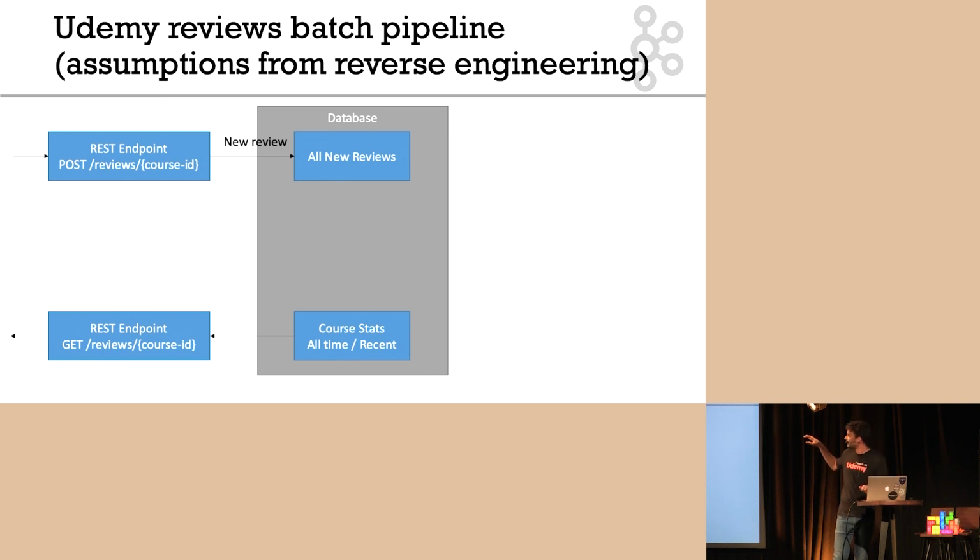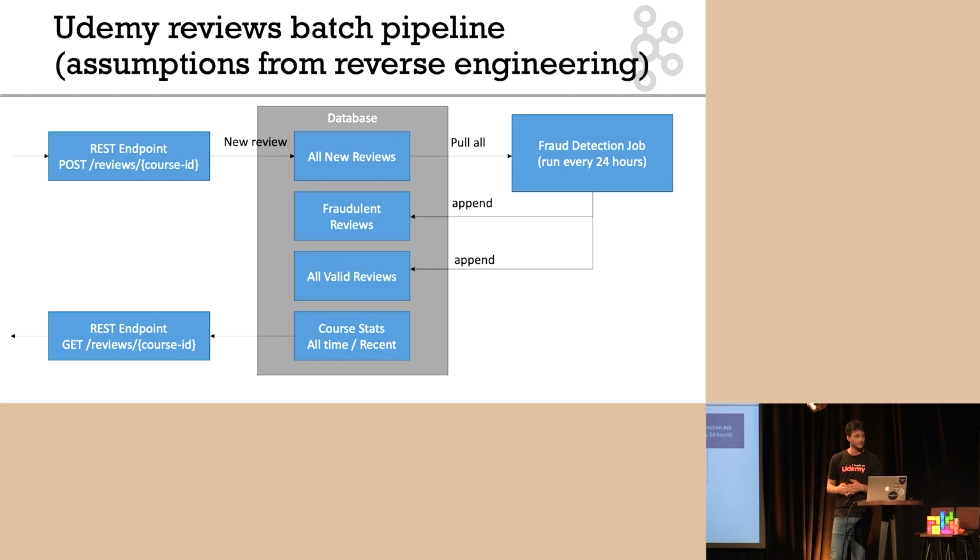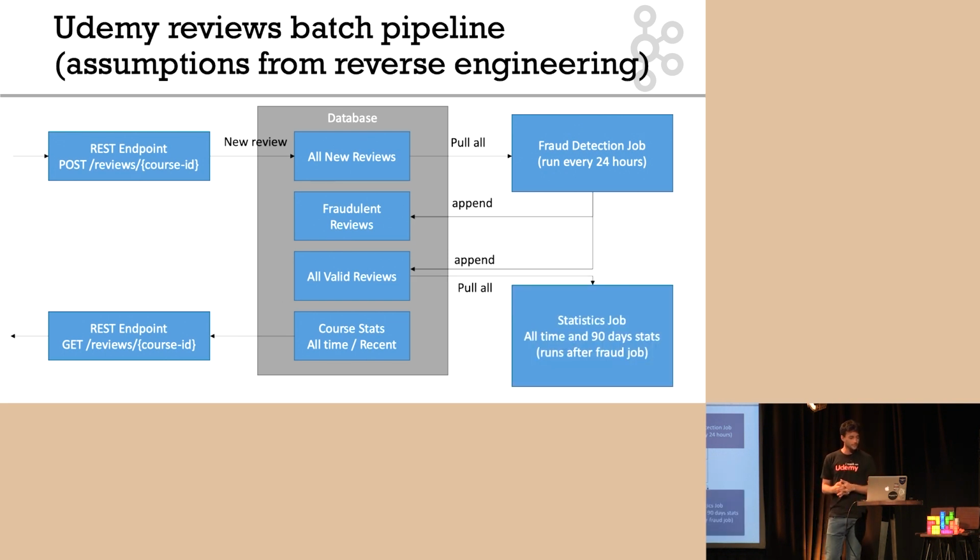So how do we get from all these new reviews to this table? There's probably a fraud detection job that every 24 hours looks at all the reviews that were posted and tries to filter out which ones were fraud, like fake reviews, and which ones were the real reviews, based on a number of factors. Then it's going to append those to a table called fraudulent reviews, maybe another table called all the valid reviews. And then there's going to be a second job, probably a batch job as well.